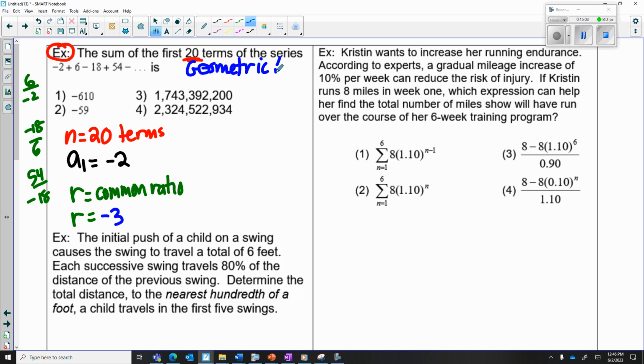It said there were 20 total terms, so that's going to be n, and the first term is a1, which is -2. So now I'm going to go get my formula for s sub n, and I'm going to plug in everything I know. So s sub n equals a1 minus a1 times r to the n over 1 minus r. So let's plug in.